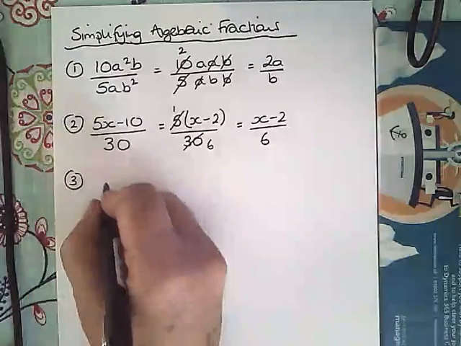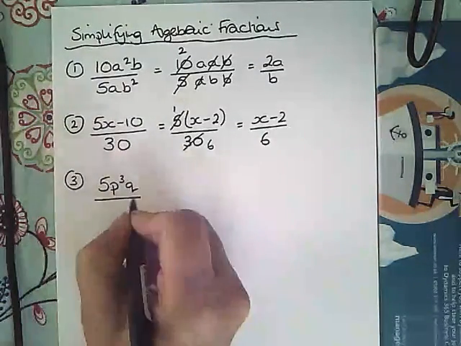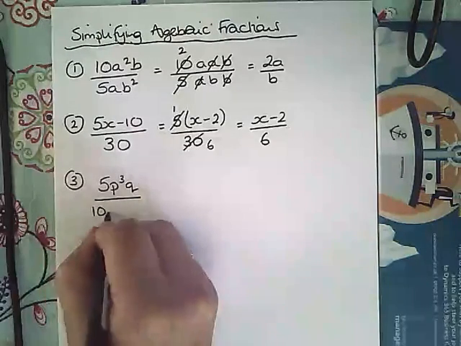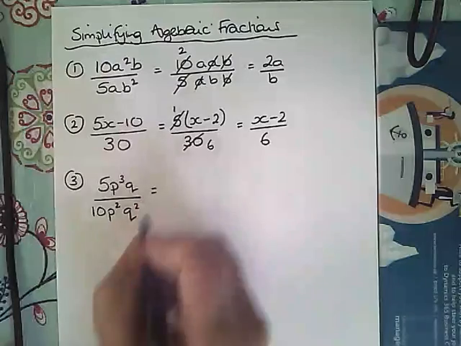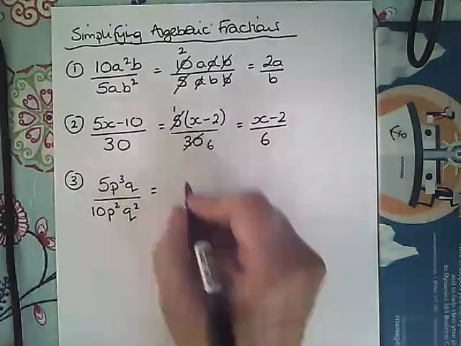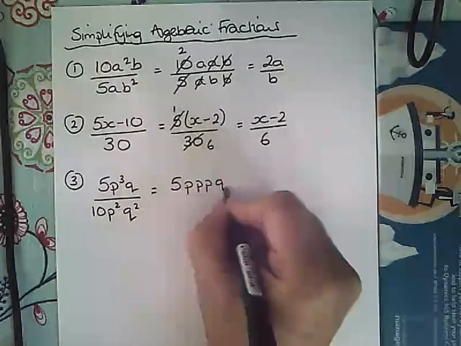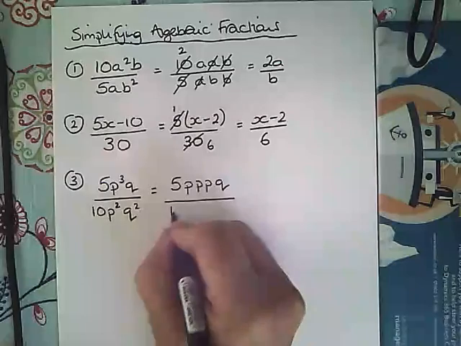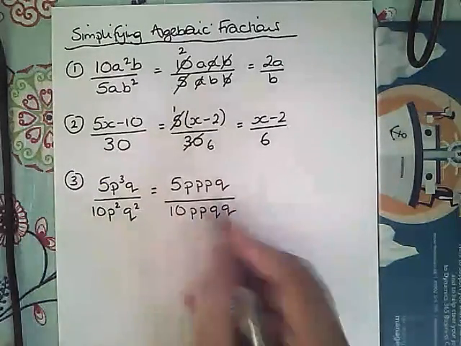We have got 5p cubed q all over 10p squared q squared. This is a little bit like the first one. We're going to write these cubes and squares out longhand. So we've got 5p p p q all over 10p p q q, and all of these are times together.